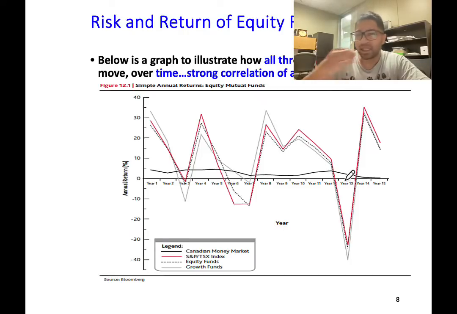So this graph shows how equity funds perform. You can see the money market fund return is lower. The S&P TSX index shows how the index has performed. Then this is where equity funds have given returns. So returns are a little lower than the index because of the fees. And growth funds' returns are here. So you can clearly see that if you invest just in the index, you will usually be better off than investing in a growth fund or a normal equity fund.